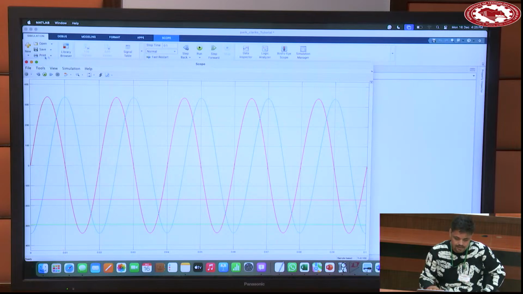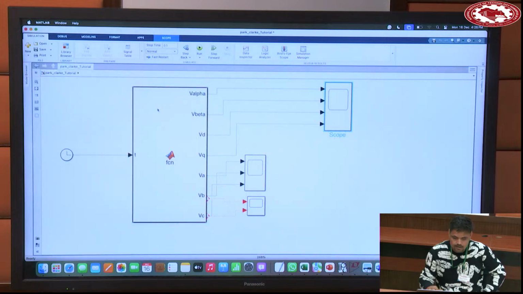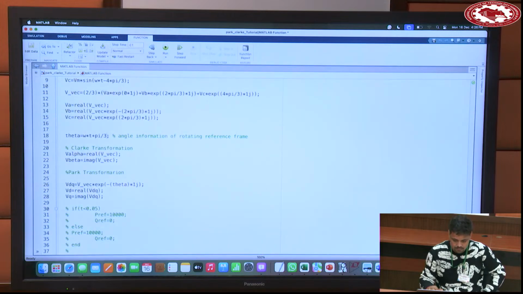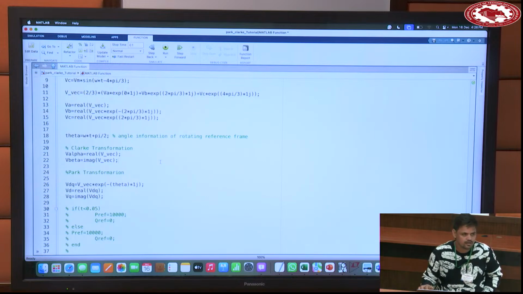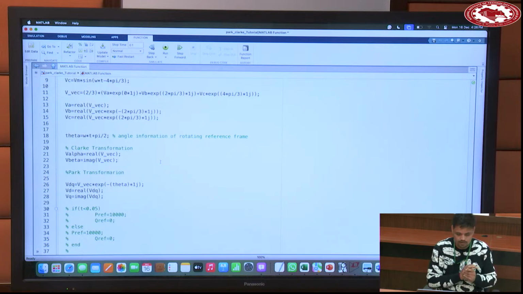Okay, let's keep 90 degrees, plus pi by 2. What do you think? VD will be negative, the negative of the peak, and VQ will be 0. Agree? Please think and converge to a particular point. VD 0? No.